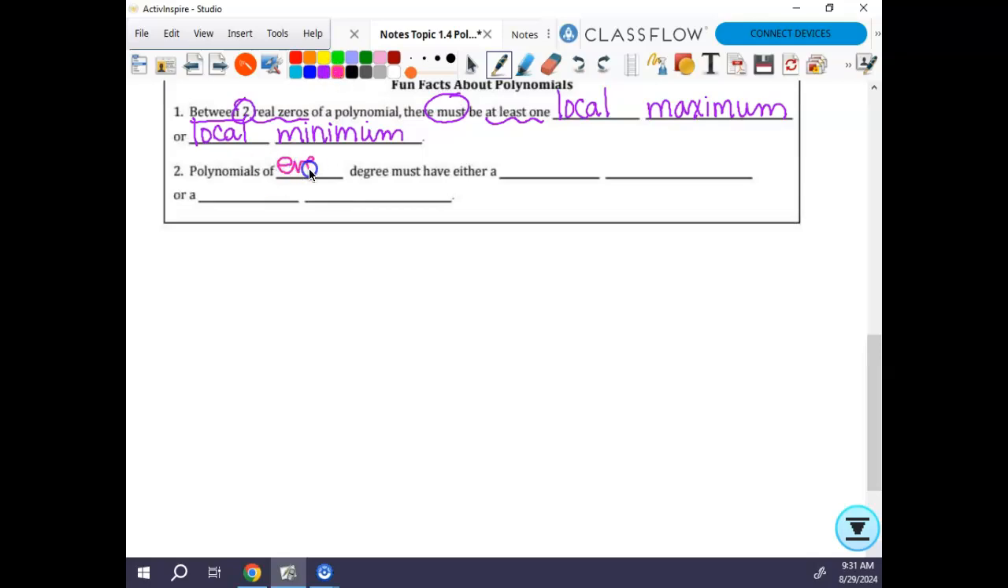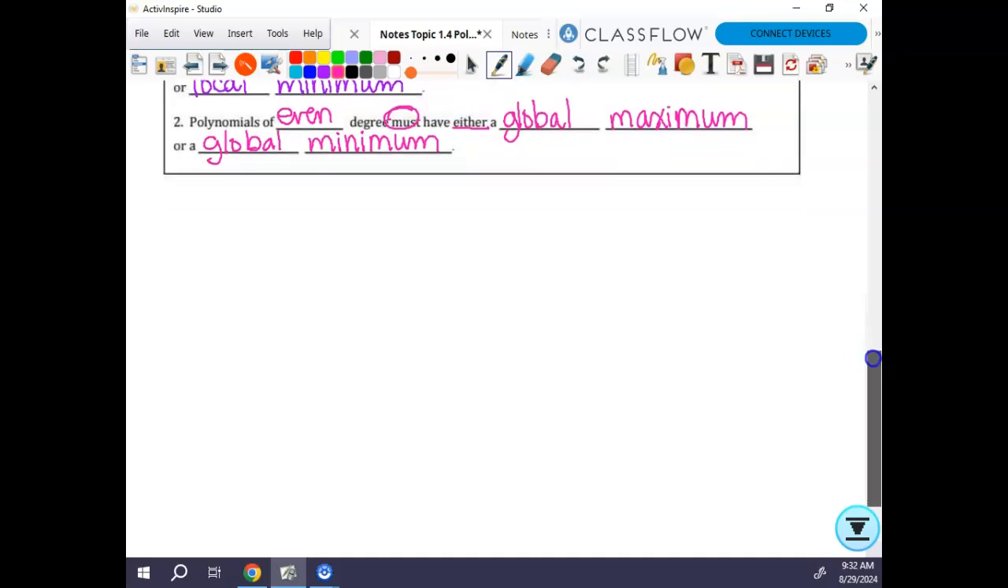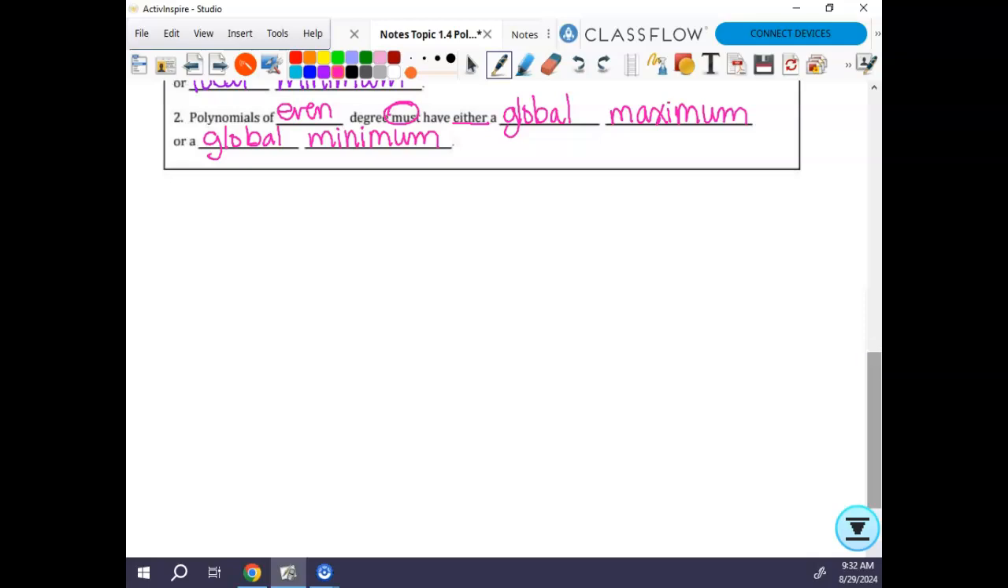Polynomials of even degree must have either a global maximum or a global minimum. And that I have for sure seen with some multiple choice questions. And so we're going to talk about why that is what it is and how you are going to know what's going on.